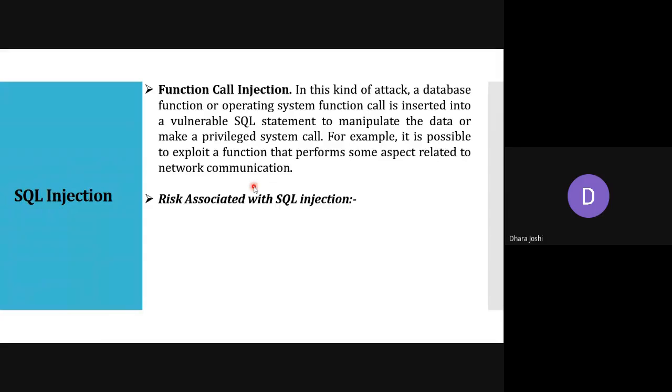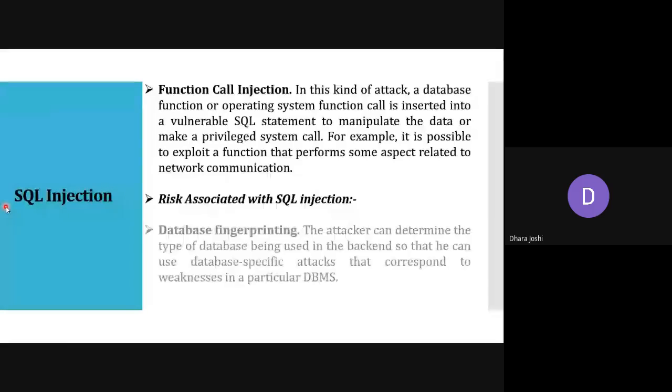What is the risk when an attacker attacks with SQL injection? Database fingerprinting. The attacker can determine the type of database being used in the backend so that he can use database-specific attacks that correspond to weaknesses in a particular DBMS. There can be multiple ways of using the database. It can be SQL, that means Structured Query Language. There can be other ways, like a database having no structure, or stored in XML files or Excel sheets. The database can be stored in multiple ways.